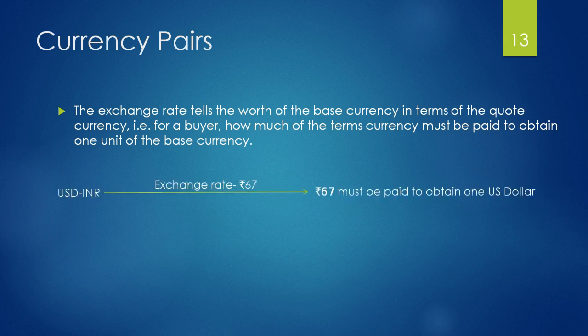Let us see an example. A US dollar INR rate is rupees 67. Now this implies that rupees 67 must be paid to obtain 1 US dollar.